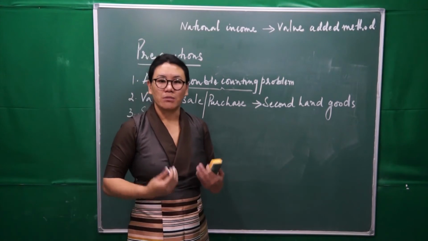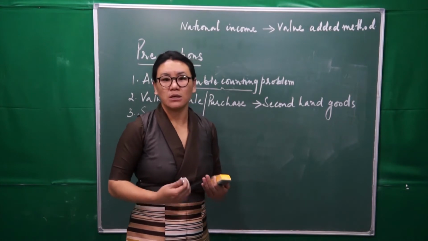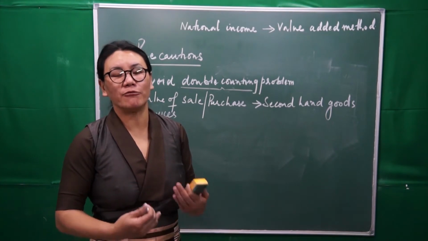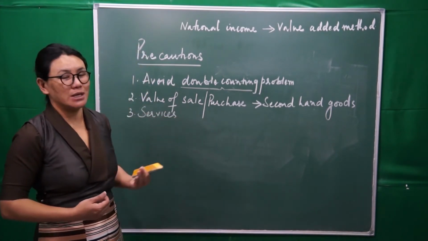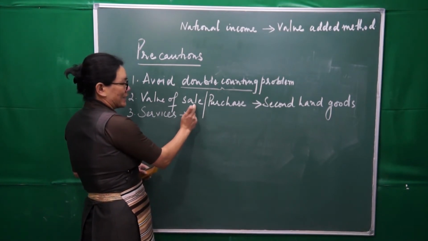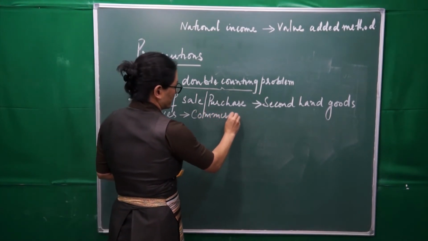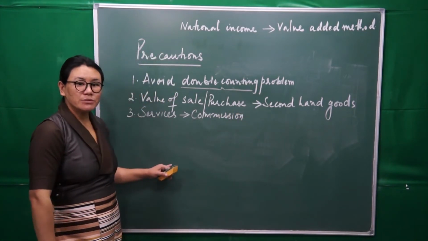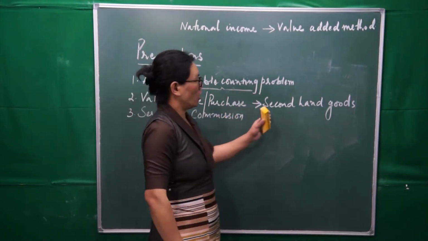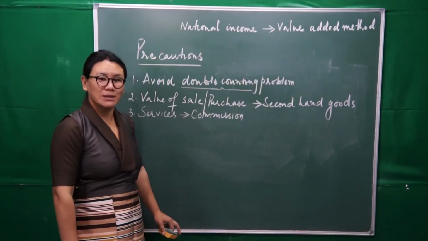If we are rendering any services, and for that we are earning income from it, then it will be included in this value added method. For example, commission which is earned from selling or purchase of such goods is included in this value added method.